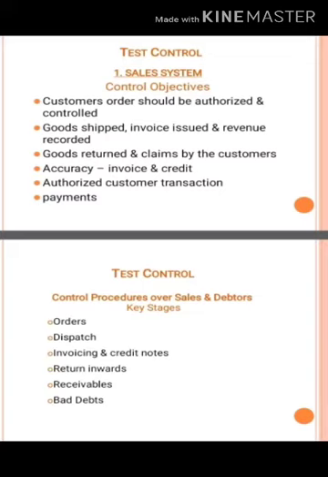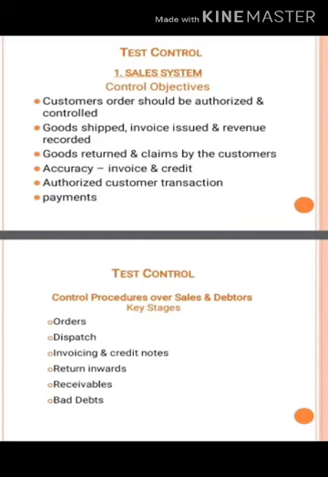Then control procedure over sales and debtors. There is a large number of controls. For example, the stages of a sales cycle are orders, dispatch, invoice, credit note, return invoice, receivables and bad debts. So these processes we have learnt in detail. So I am going to give only the points here.